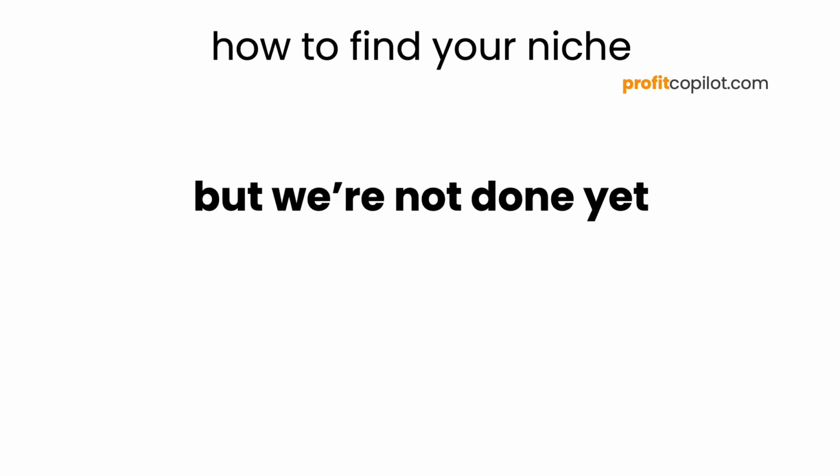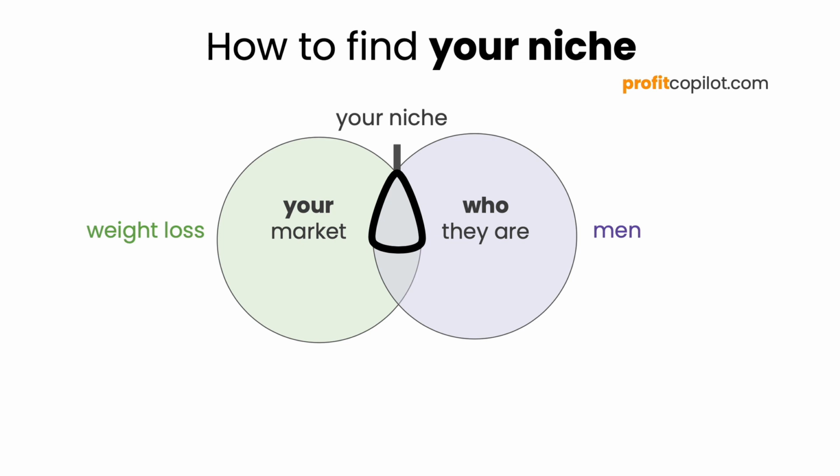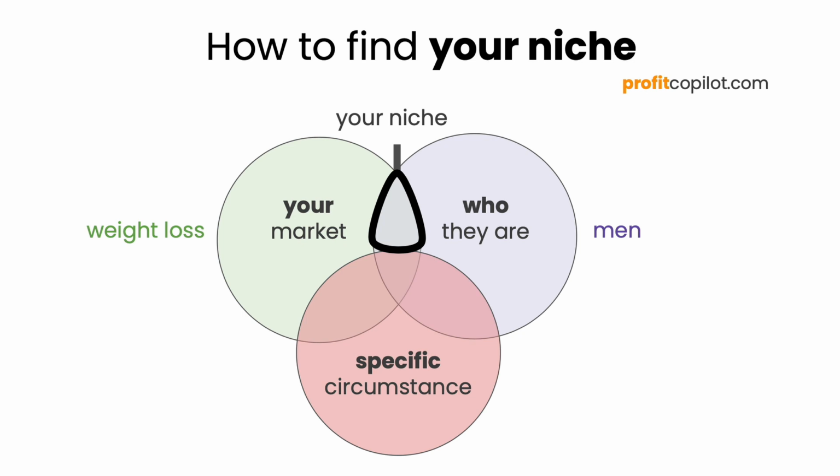But again, we're not done yet because we need to drill down further. So back at this slide, we have weight loss for men. We have this intersection here, but we can halve it again, so we can drill down further by focusing on the specific circumstances, the specific situation that men who want to lose weight might find themselves in. So for example, we could speak to people who are over 40. So we now have this intersection here, this overlapping portion of the market.